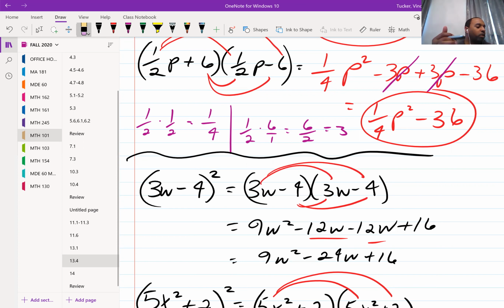Distribute 3w. So 3w times 3w is 9w squared. 3w times negative 4 is negative 12w. Negative 4 times 3w is negative 12w. Negative 4 times negative 4 is positive 16. And from there, combine your like terms. Negative 12 and negative 12 is negative 24. Your whole answer is 9w squared minus 24w plus 16.